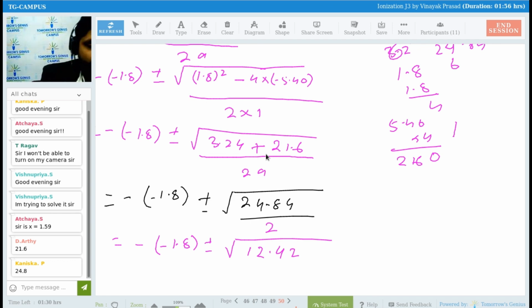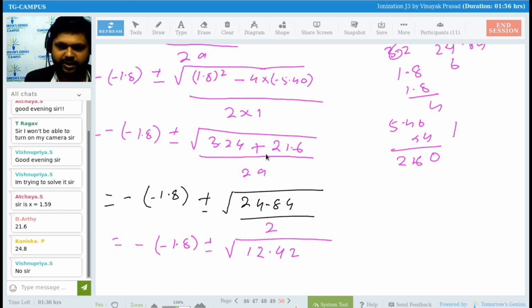We have to check, guys. 12.42. Anyone from a mathematics background, please tell me, is 12.42 a perfect square or not? What do you say, guys? Please tell me. 12.42. So it's not a perfect square, I hope. 3.524.